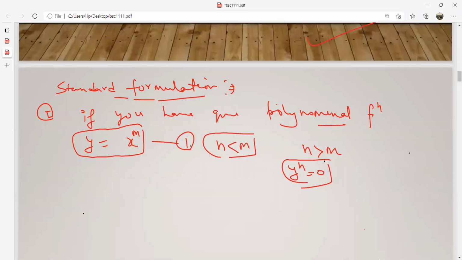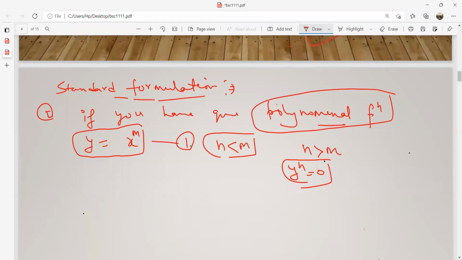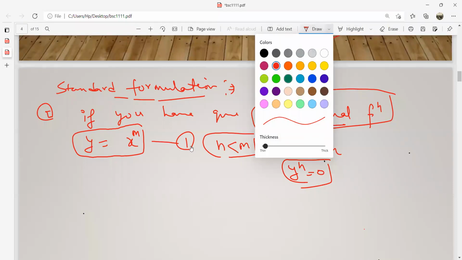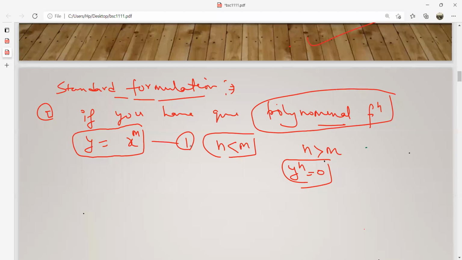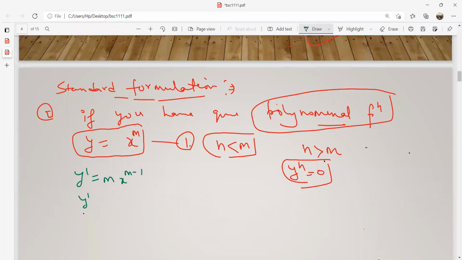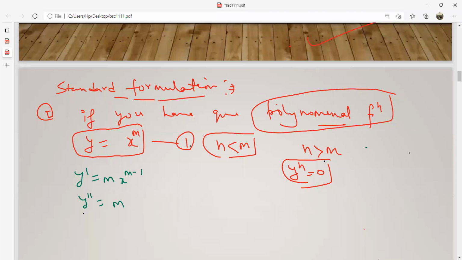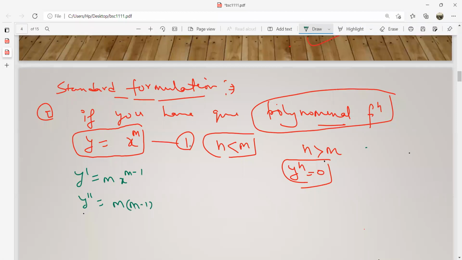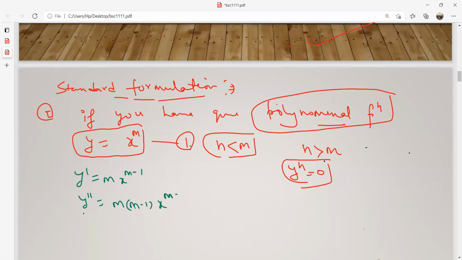Okay, now this is our first case. If you are given a polynomial function, as I mentioned already, the derivative order is always less than the degree of the polynomial function. In that case, the formulation: if we take the derivative the first time, we get m x^(m-1). Again, the derivative two times gives m times (m-1) times x^(m-2).